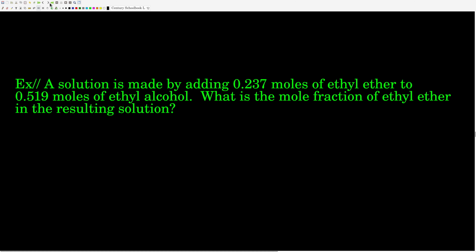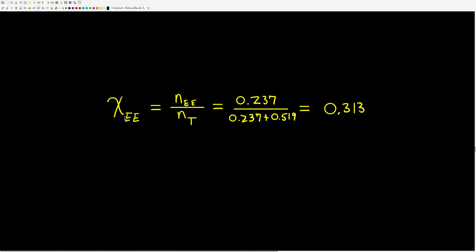Welcome back, guys. So this one's real easy. EE stands for ethyl ether here. The mole fraction is the moles of the ethyl ether over the total moles. So we were told how many moles of ethyl ether we have. Total moles is just the sum of the moles of everything in solution. So 0.237 plus 0.519. And so we get a mole fraction of ethyl ether of 0.313. That's all there is to that one.